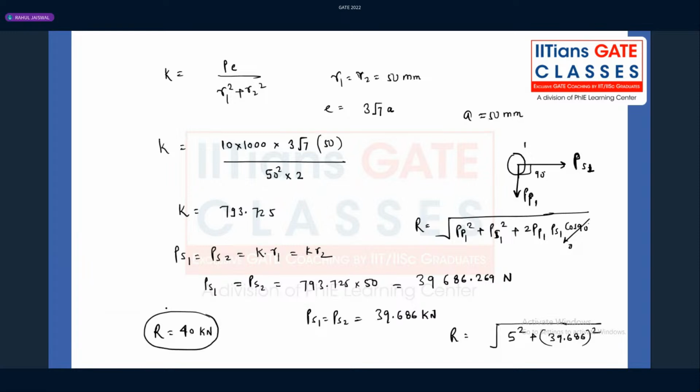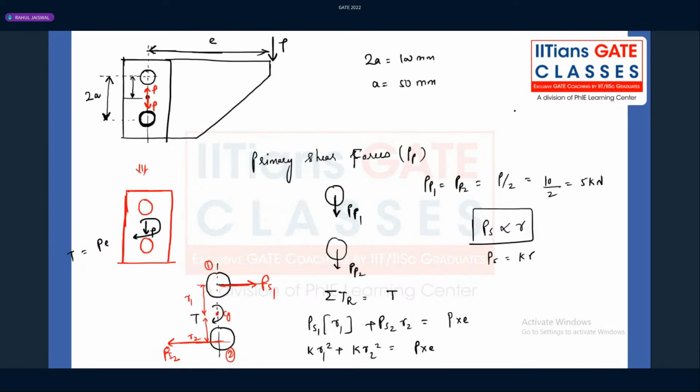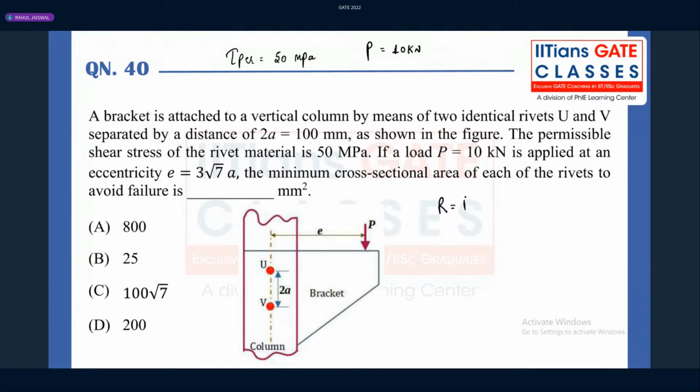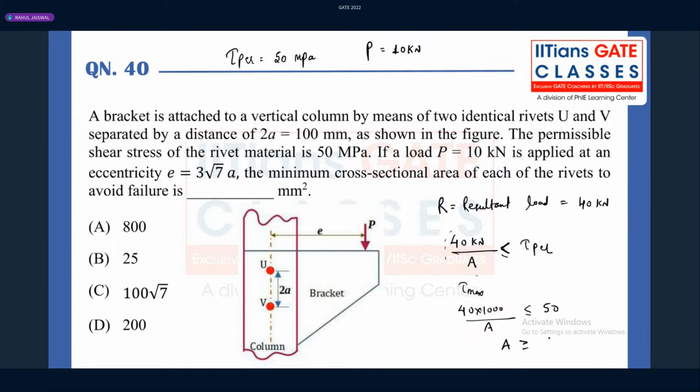Once you get the R value, what will happen? The resultant load is 40 kilonewton. This 40 kilonewton includes the shear forces from both the primary and secondary. So ultimately it is a shear force, right? Shear force divided by area gives the maximum shear stress. This maximum shear stress should be less than the permissible shear stress, yes or no? Then 40 into 1000 over area should be less than or equal to the permissible tau, which is 50 megapascal. So if we calculate, the minimum cross-sectional area should be more than or equal to 800 mm square.